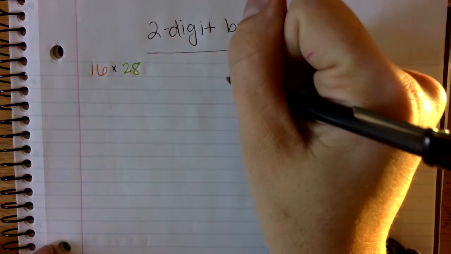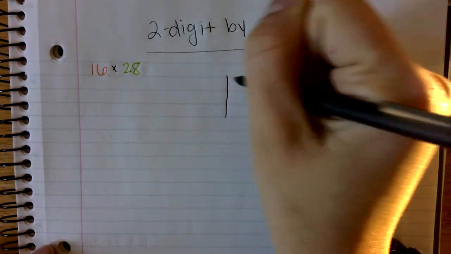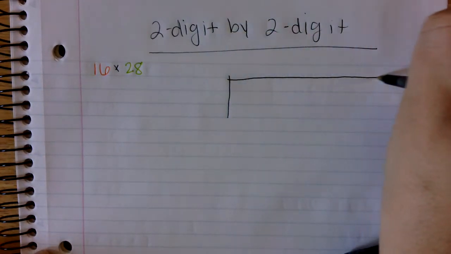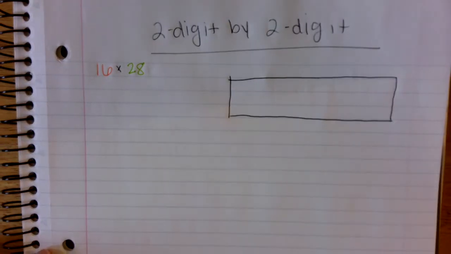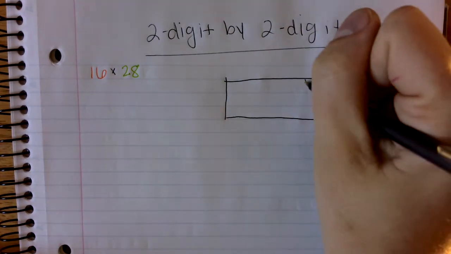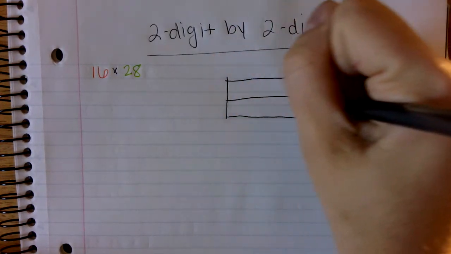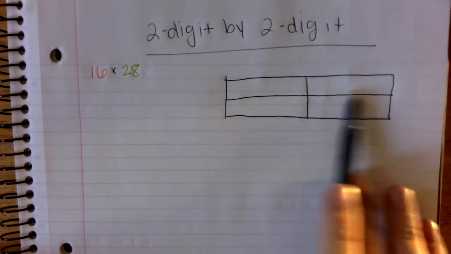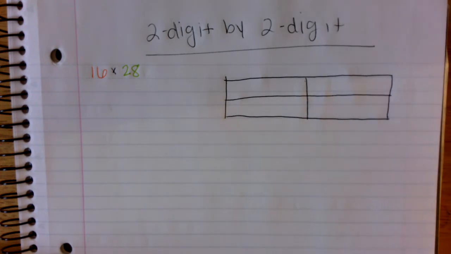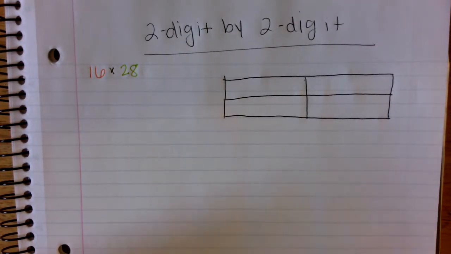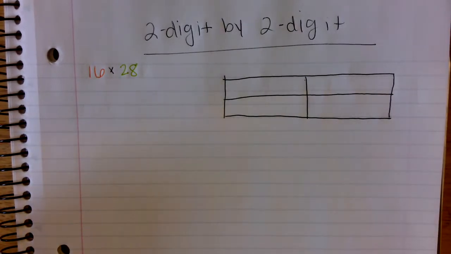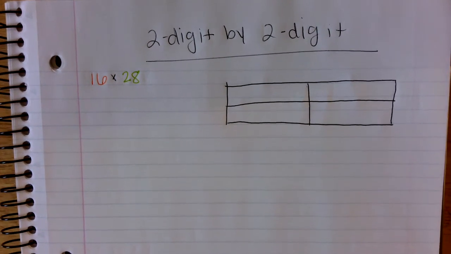Normally, when we did the area model before, we just had one box, but now we need to have four boxes. It was just one box with four different parts, but now we need to have two rows, because we have two digits on each side. So again, we need to break it up by the standard or the expanded form.